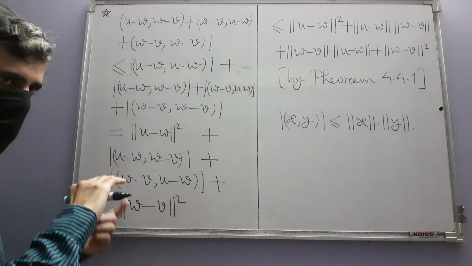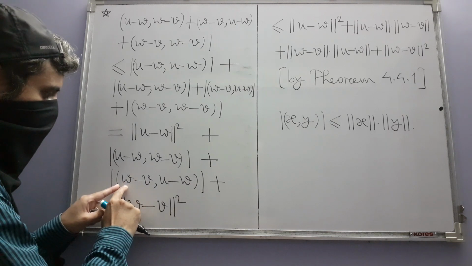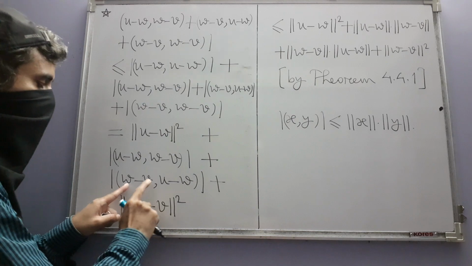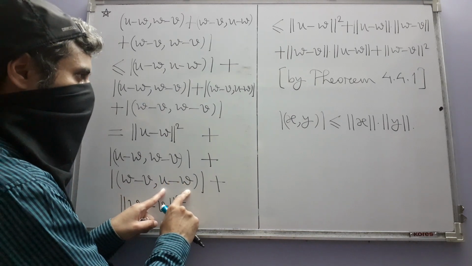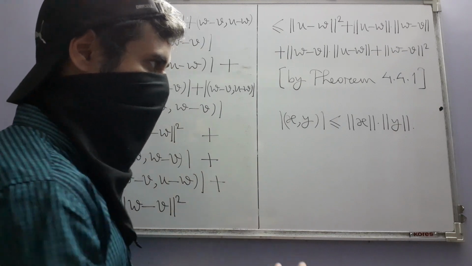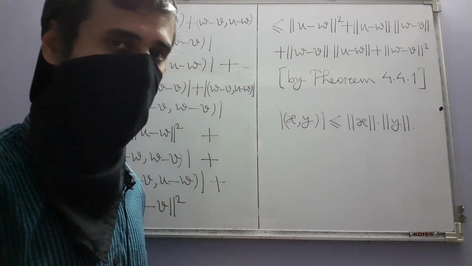Here the order is the opposite, but after all we are going to get the same thing. This one is less than or equal to the length of w minus v times the length of u minus w. And this, if you remember, is in some way related to Heisenberg's uncertainty principle in quantum mechanics.